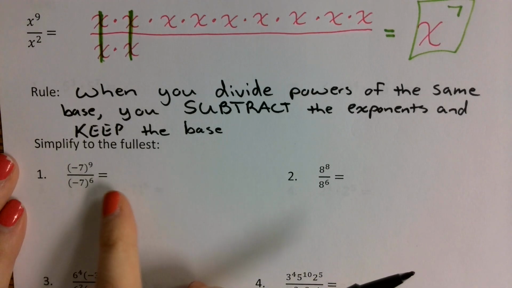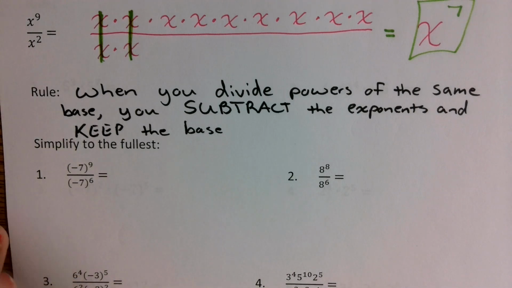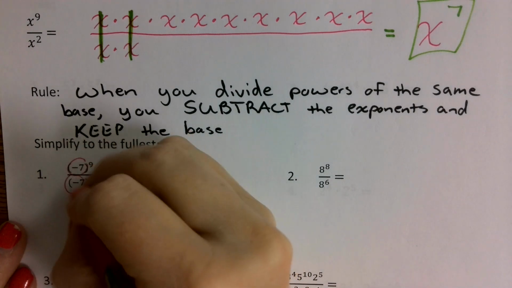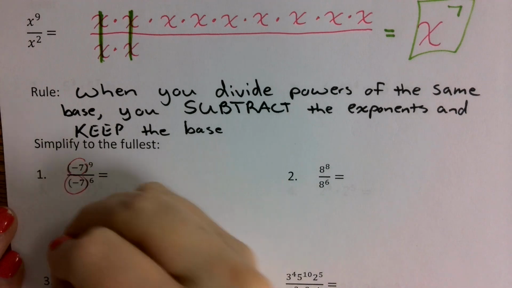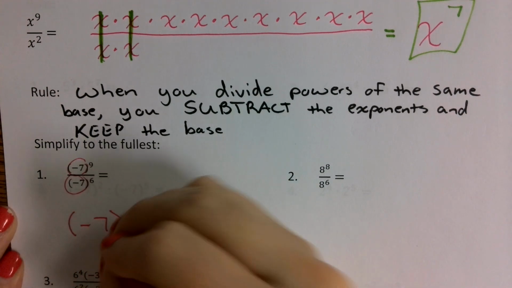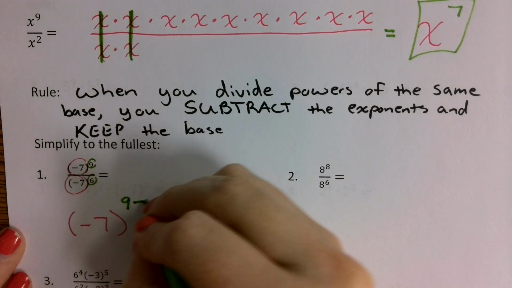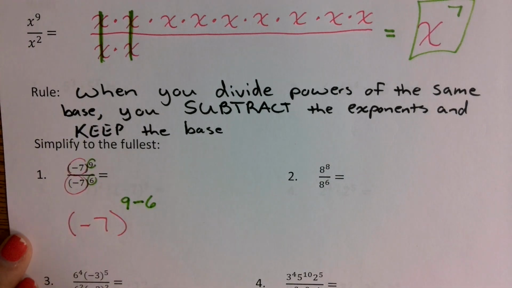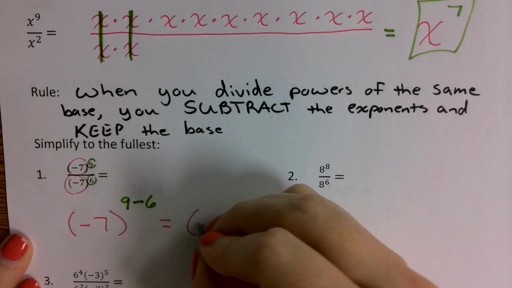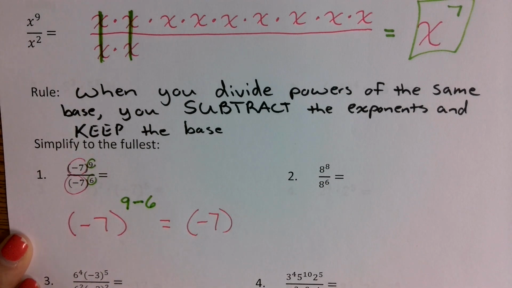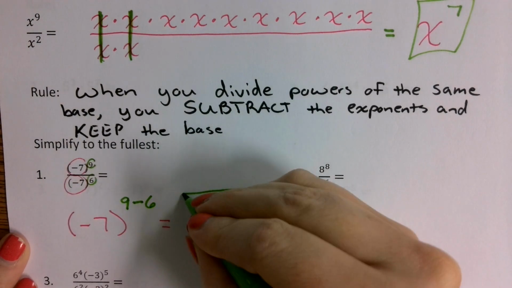Okay, so let's take a look at problem number 1. Our base is negative 7, and it's inside of parentheses. So we're just doing negative 7, and we're going to subtract the exponents, 9 minus 6. So that's going to come out to negative 7 in parentheses to the 3rd power.